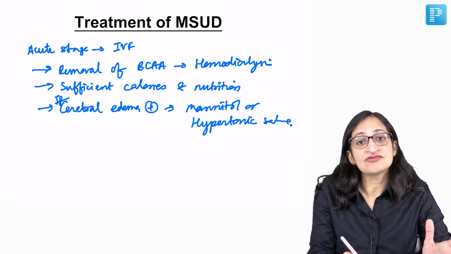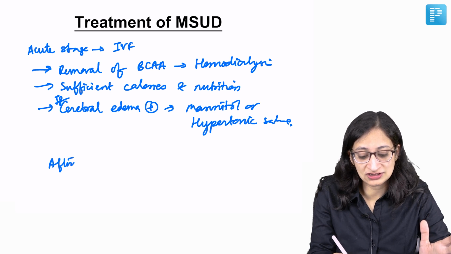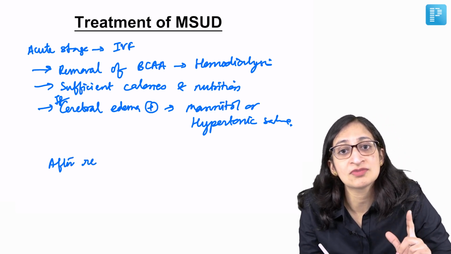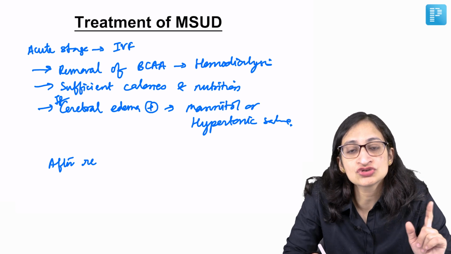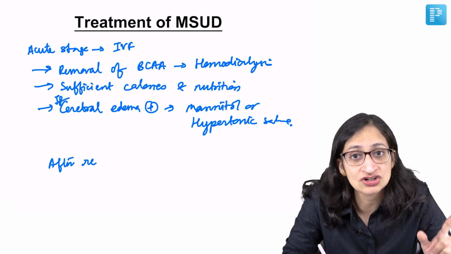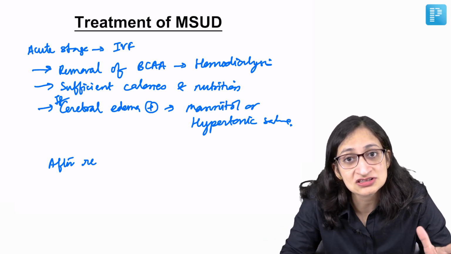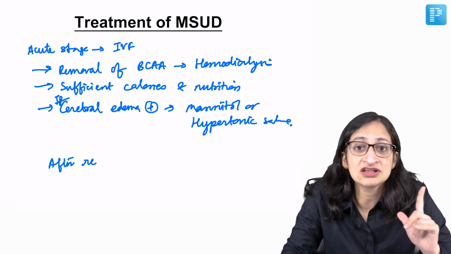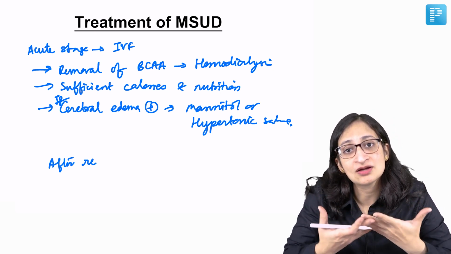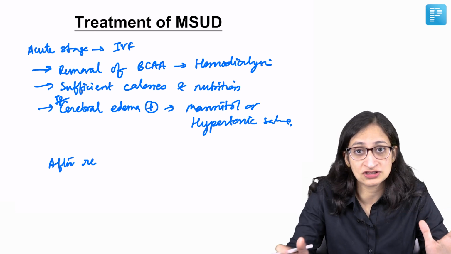Right? And after recovery, you have to use a diet which is low in branched chain amino acids. Now remember, isoleucine, leucine, valine are all essential amino acids, so they cannot be synthesized in the body. So you cannot give a diet in which these amino acids are totally absent, okay?